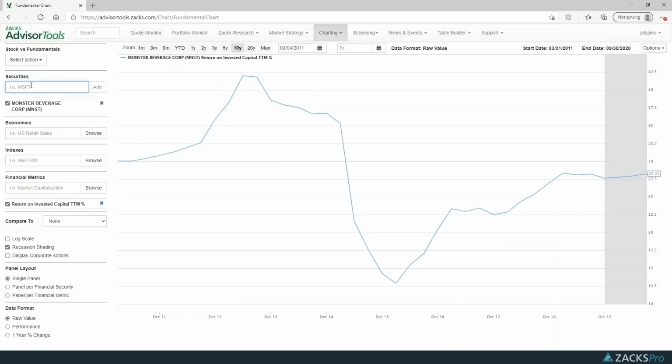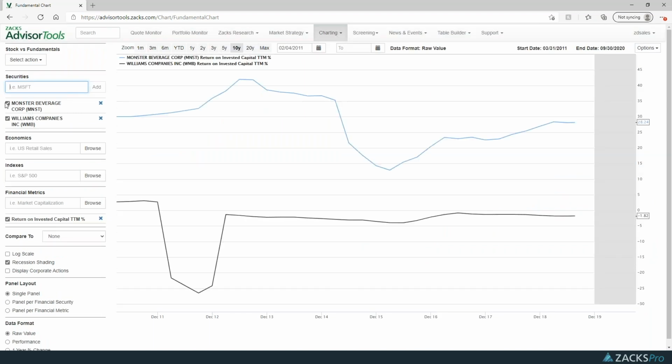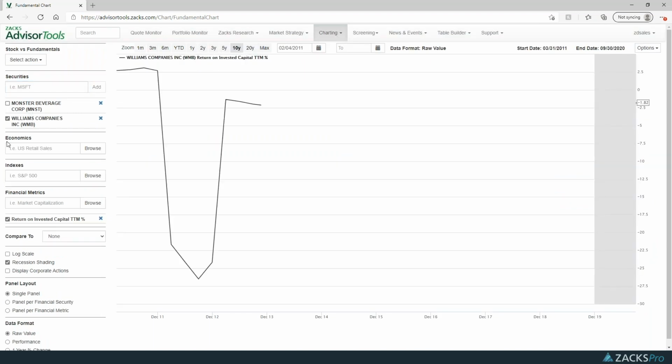So, we can see, for example, Williams Companies. I'm just going to come into Advisor Tools here, and take a look at the fundamental chart, and that's what we're looking at right here. Let's toss in Williams Companies, so we can see a quick example of what their return on invested capital looks like. And I'm just going to uncheck this company right here.